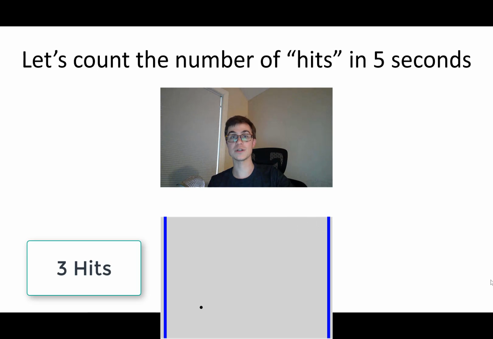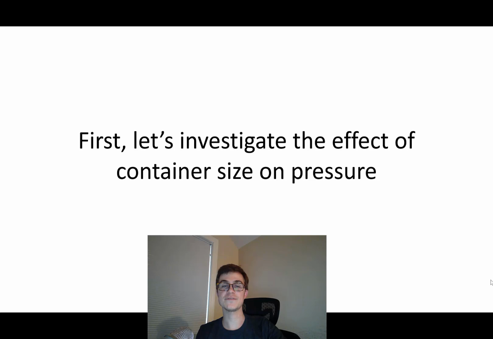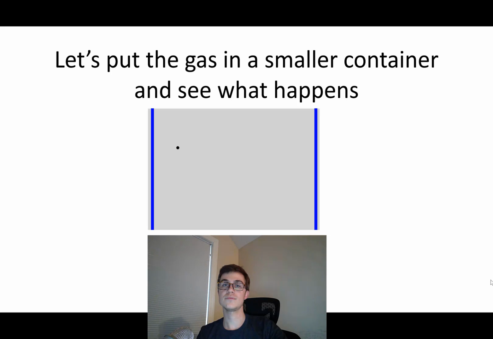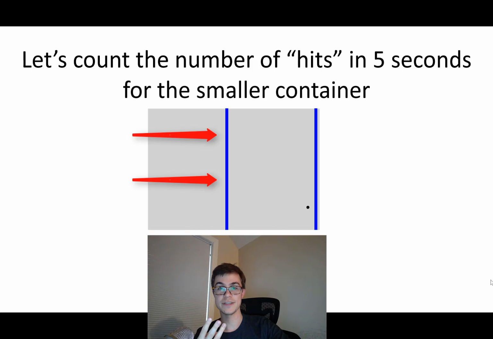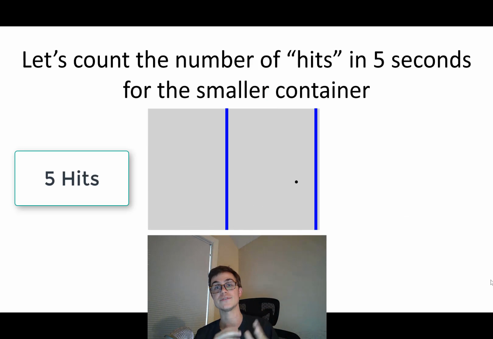When we have a normal gas particle in a normal box, we're going to change some things about this box and see if there's more or less pressure that gets created. Let's investigate the effect of the container size. If a gas particle is in a smaller container, do you think it's going to hit the walls more often or less often? Well, let's see. Let's put it in a smaller container and we'll see what happens. So let's wait for 5 seconds and count the number of hits in the smaller container. 1, 2, 3, 4, 5. It hit the walls more often, which makes sense because it has to travel less distance to actually get to a wall.